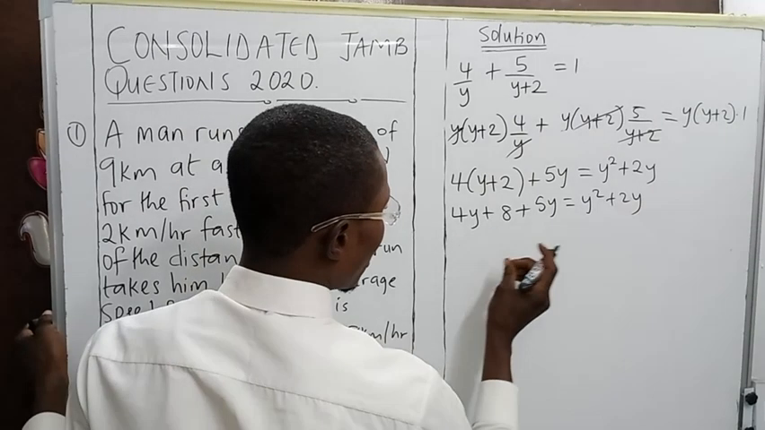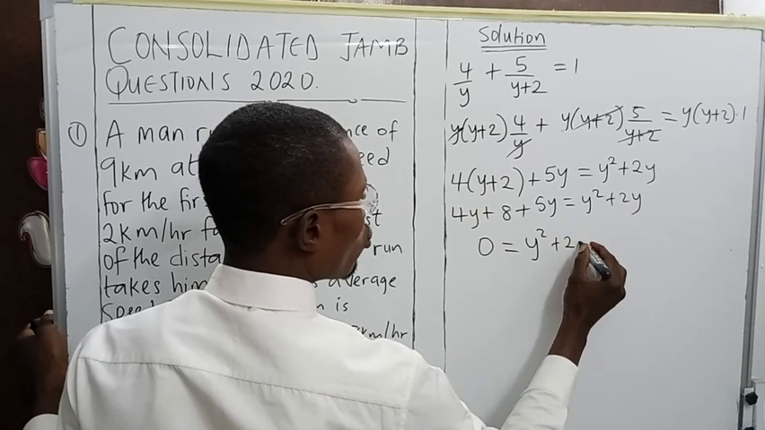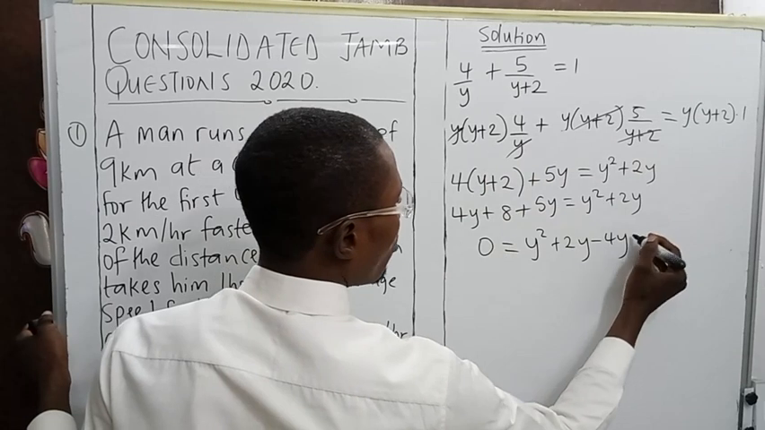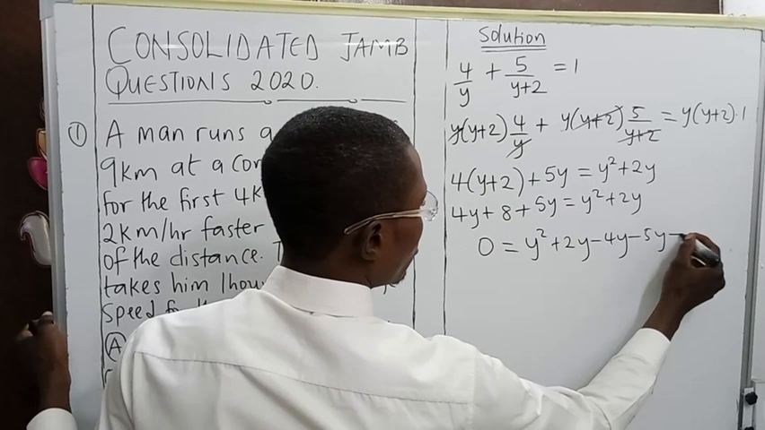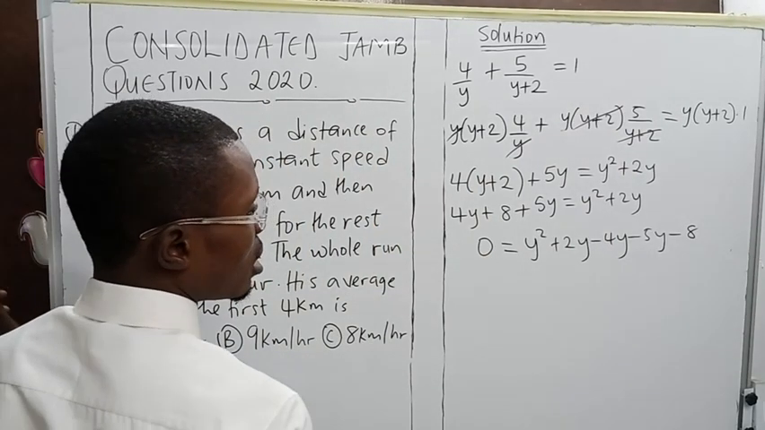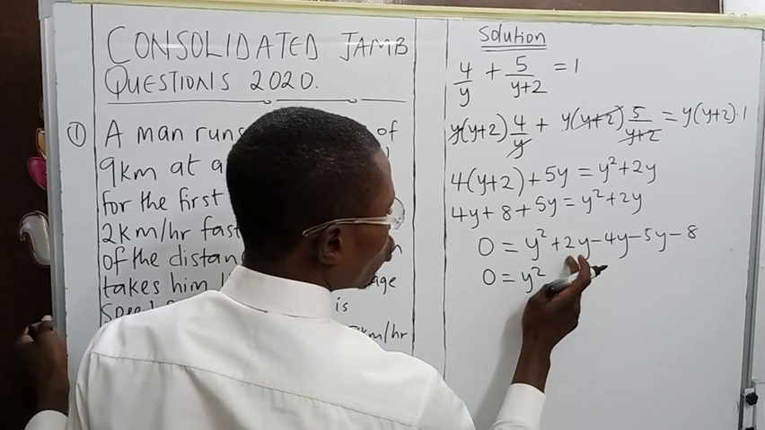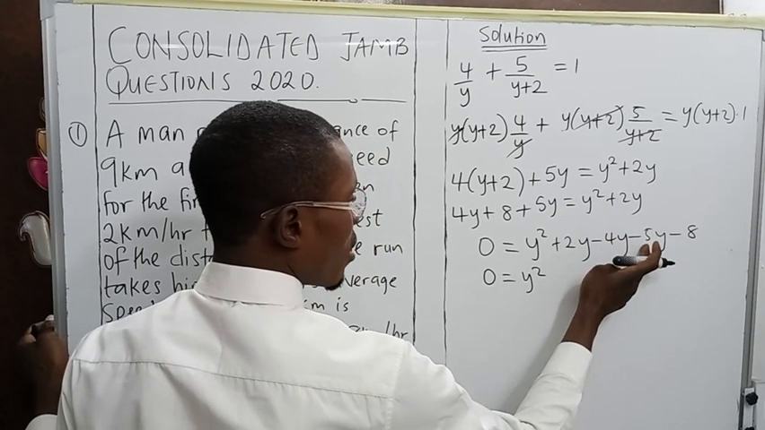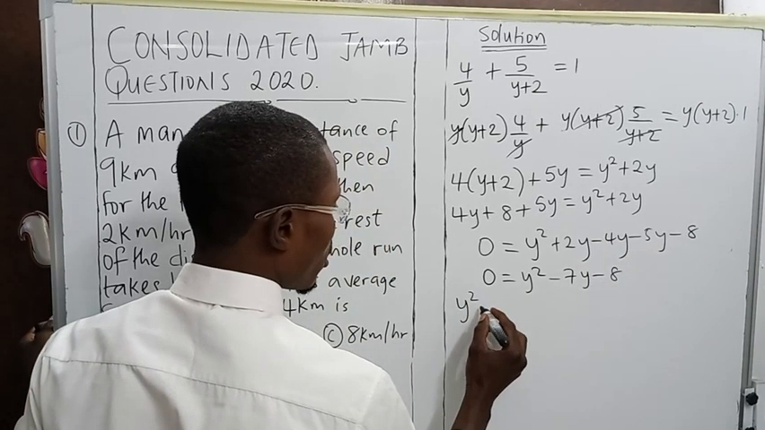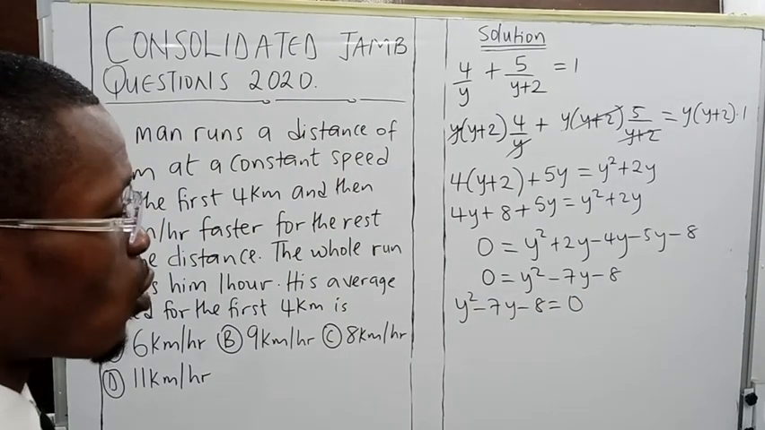I take all these terms to the other side, I'm going to have 0 left here, equals y squared plus 2y minus 4y minus 5y, then 8 minus 8. If I take all these terms here, I'm going to be left with 0 on the left hand side. So this will mean that my 0 equals y squared, 2 minus 4 minus 5 is minus 7, minus 7y, minus 8. Therefore, I have y squared minus 7y minus 8 equals 0, which gives us a quadratic equation.